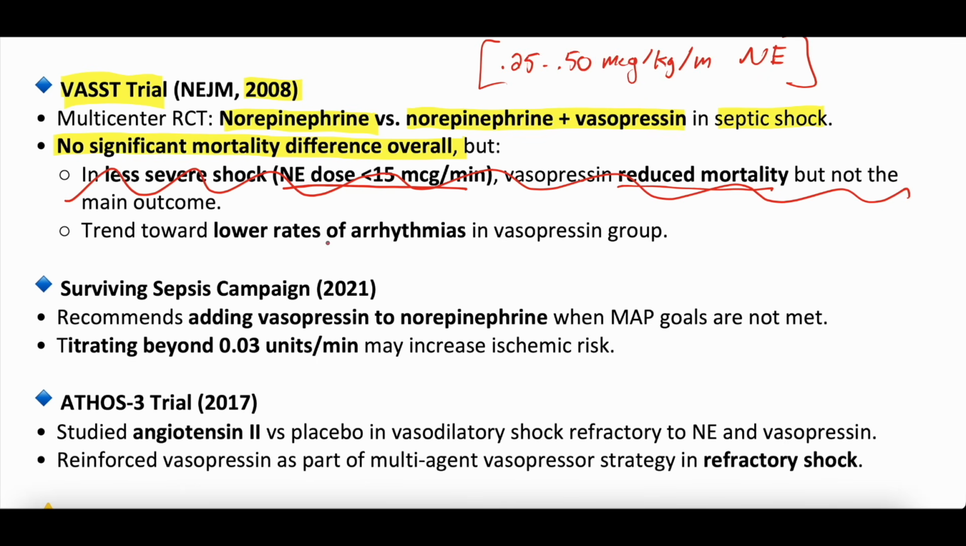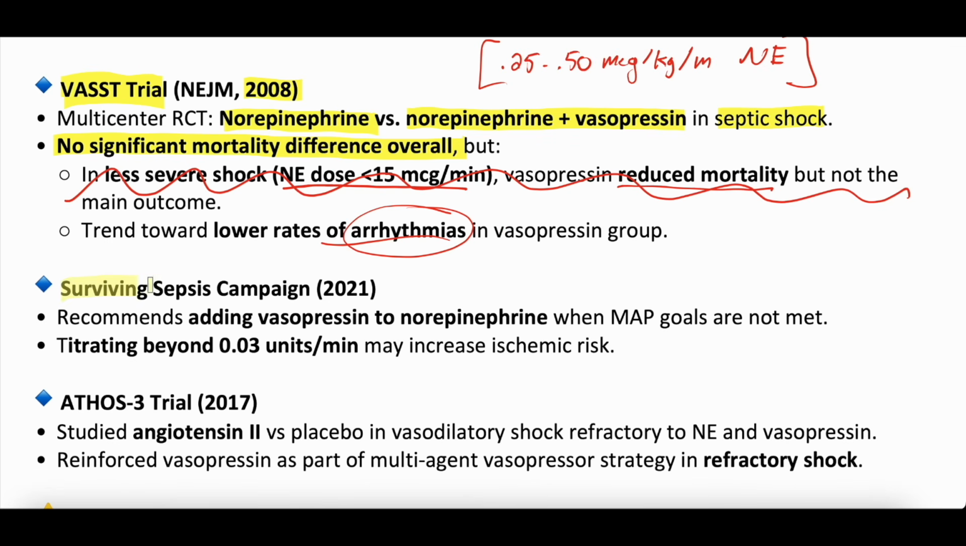In the vasopressin group, there were lower rates of arrhythmias. It did decrease norepinephrine doses being used, so it seems like adding vasopressin, most likely at these higher doses, does not improve mortality, but it might decrease the number of arrhythmias a patient's going to have. It also might decrease the amount of norepinephrine they need. And maybe if you start the vasopressin earlier, maybe, we do not know this, that might have an effect on mortality, but that will require additional studies.